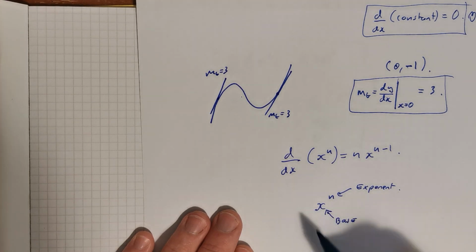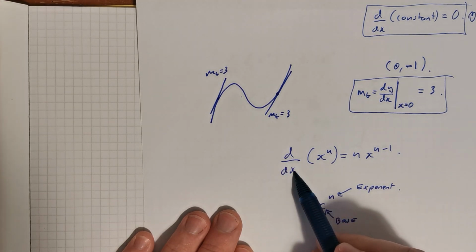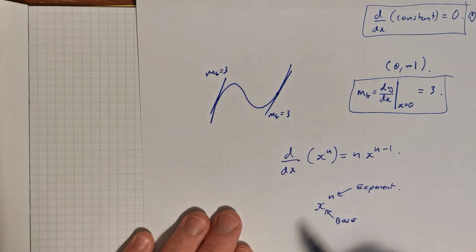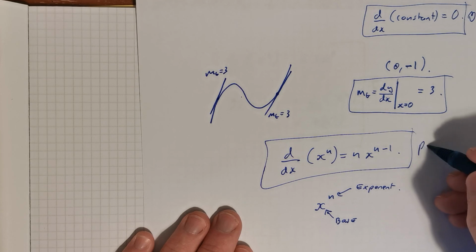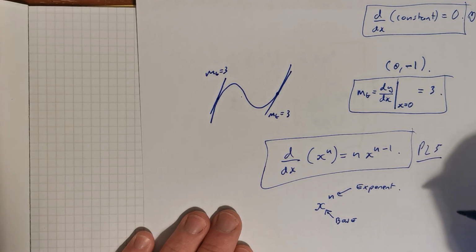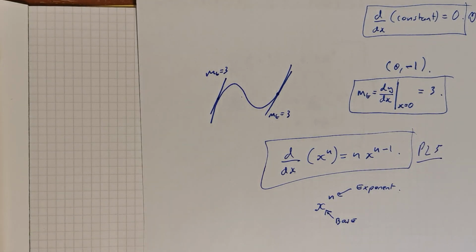If the base is variable and we take the derivative with respect to that variable, then we can apply the power rule, which is in here. Check it out. It's on page 25 of your formula and tables booklets.